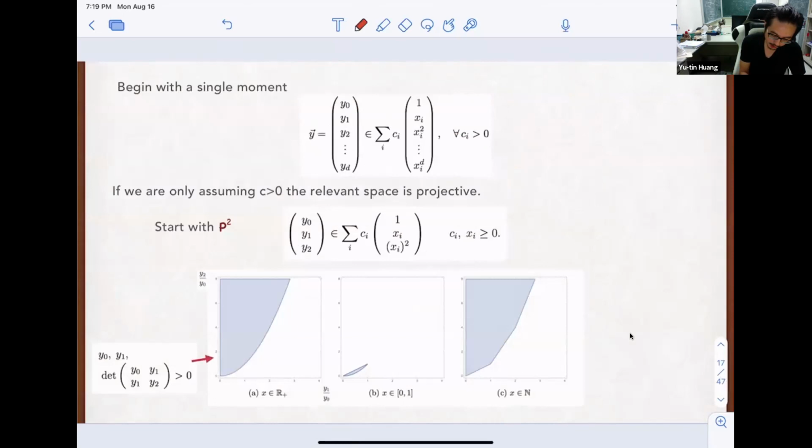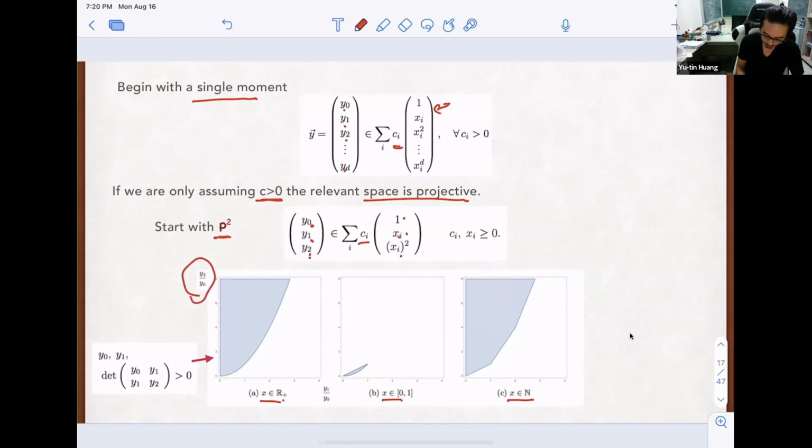So let's begin with a single moment, which is just a series of Y given by a positive sum of a single moment. As I mentioned, since I'm only assuming C is greater than 0, the relevant space is really projective. So let's just consider P2 just so that this is slightly non-trivial. So for P2, we're going to have three components, Y0, Y1, Y2, given by a positive sum of points Xi, where the coordinates are 1, Xi, and Xi squared. So depending on the values X takes, if it's discrete or bounded by 0 and 1, or given in a continuous range, is the space that is given by this hull, which is projective.